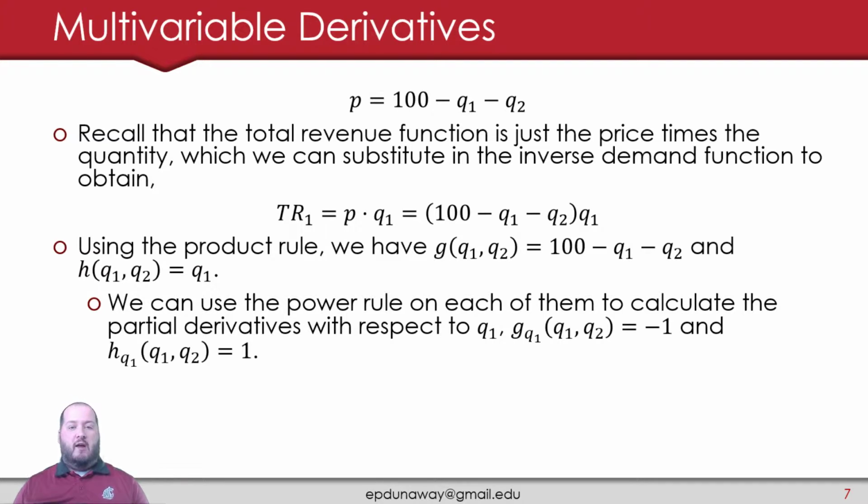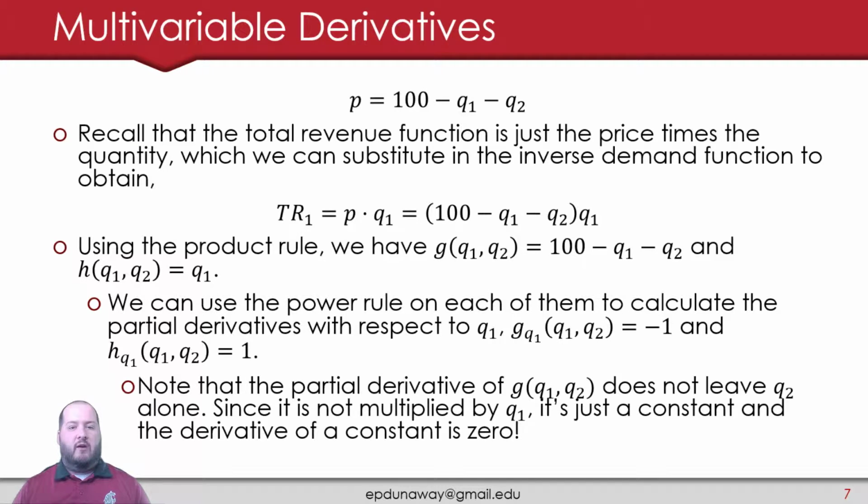Now, a big thing to notice here is that with the partial derivative of g of Q1, Q2, it does not leave Q2 alone, because that Q2 is off by itself. It is not attached to a Q1 term. Like I said, we treat it as if it were a constant, and the derivative of a constant is equal to 0. So be very careful with that. We don't always leave it alone. We only leave it alone if it's actually attached to our variable of interest. So Q2 disappears from that derivative.